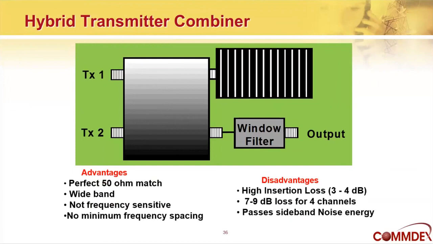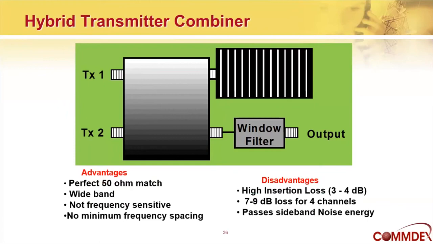And the big thing with the hybrid combiners is they have a high insertion loss on the order of 3 to 4 dB per channel on a 2-channel combiner. For a 4-channel combiner, you're talking about 7 to 9 dB loss. So 3 dB is half the power, 6 dB is a quarter of the power, 9 dB is 1/8 of the power. So you lose a lot of the power in a hybrid combiner, but there may be times where it could be useful.